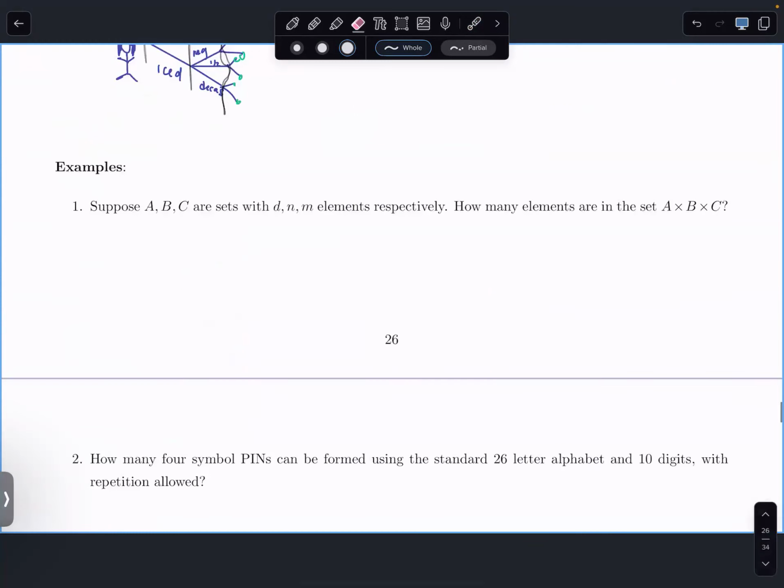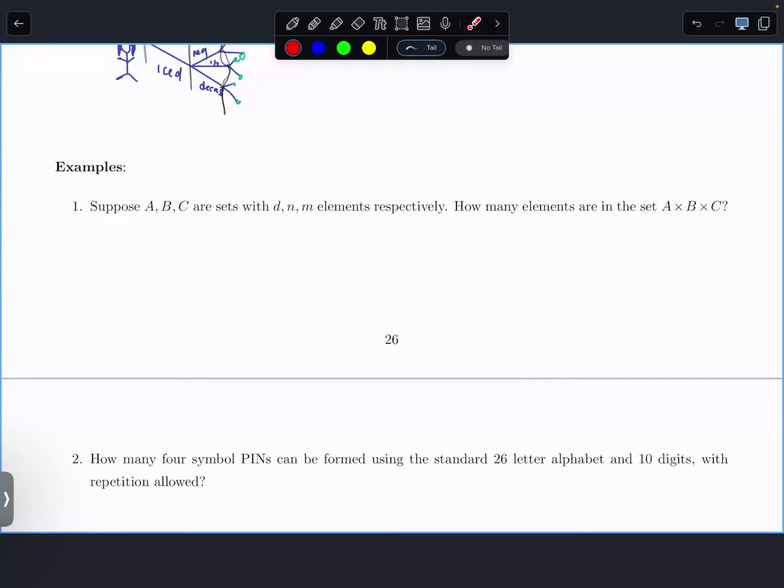Okay. If I have sets A, B, and C, where A has D elements, B has N elements, and C has M elements, how many elements are in the set A cross B cross C? Do you remember what that thing means?